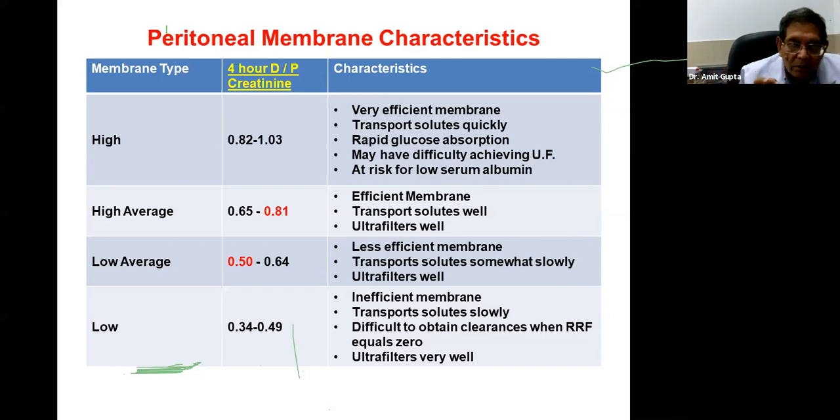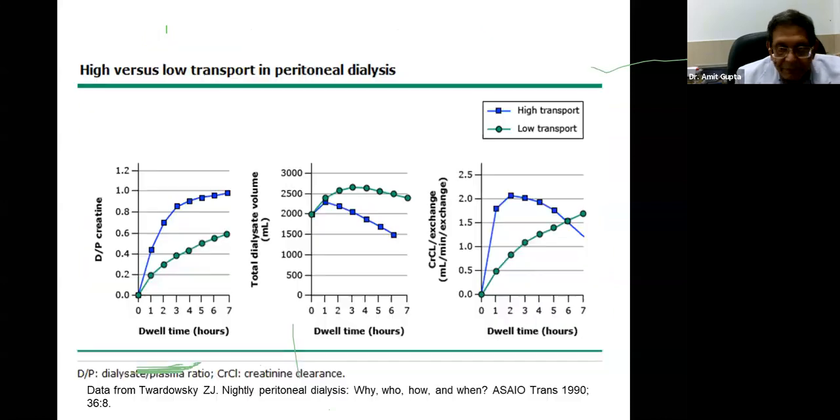Those with low type of membrane characteristic, where the D by P creatinine is between 0.34 to 0.49, this is an inefficient membrane. It transports solutes very slowly, and therefore it is difficult to obtain good clearances. But on the other hand, it ultrafilters very well. So that's the advantage of the low membrane.